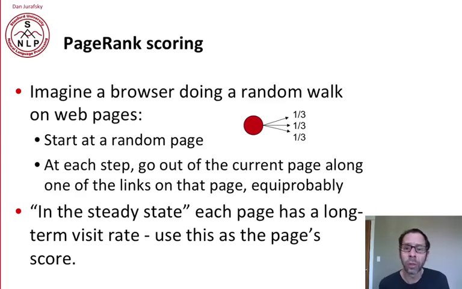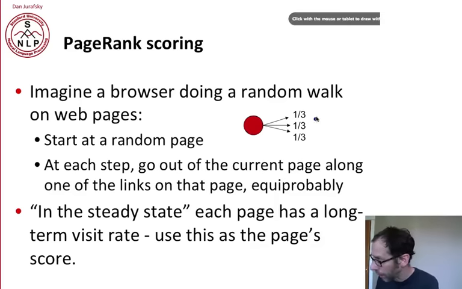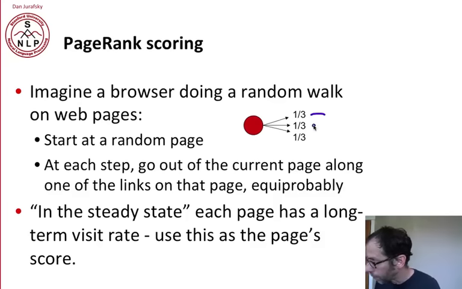So imagine a browser doing a random walk on web pages. We'll start at a random page, and at each step, we go out of the current page along one of the links on the page equiprobably. So if a page has 3 links, with probability 1/3 we'll take the first link, with probability 1/3 we'll walk along the second, and with probability 1/3 we'll walk along the third.